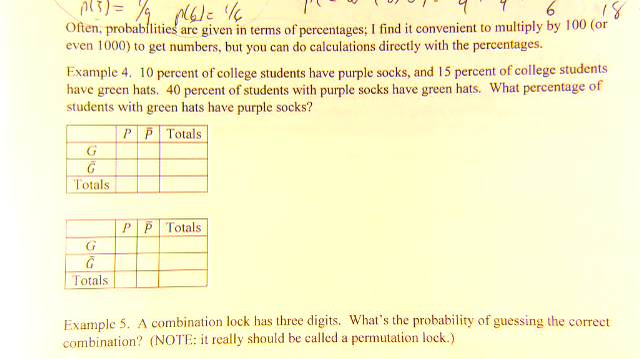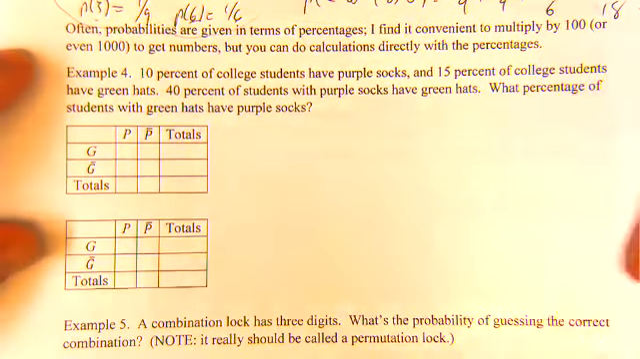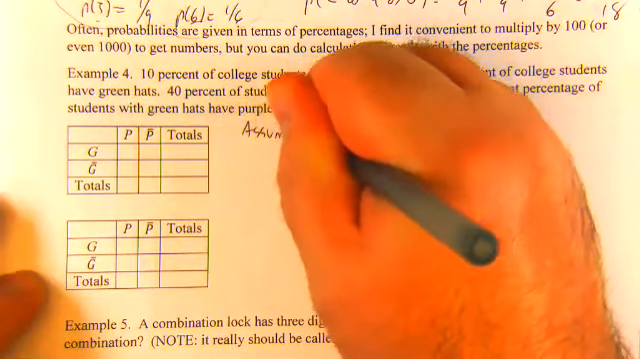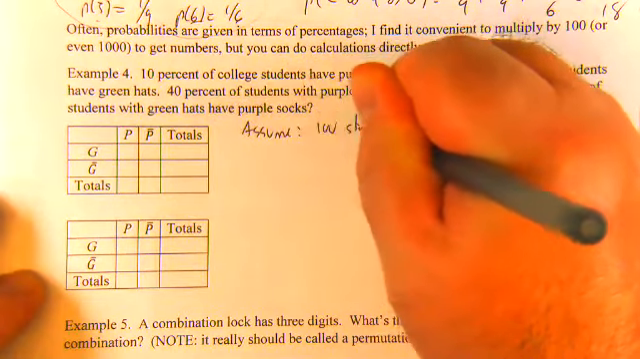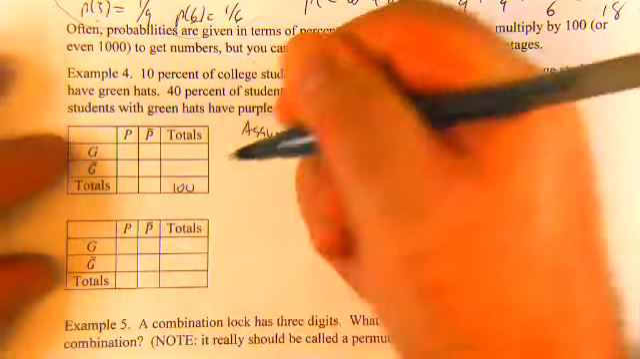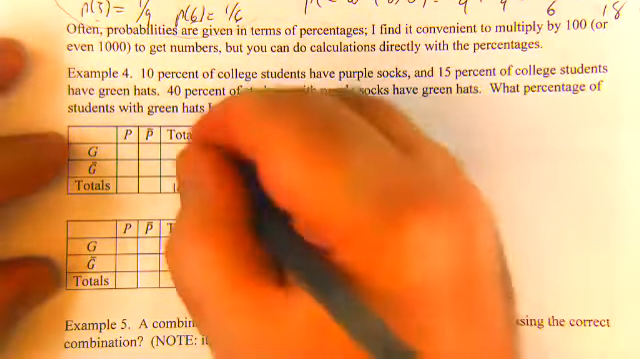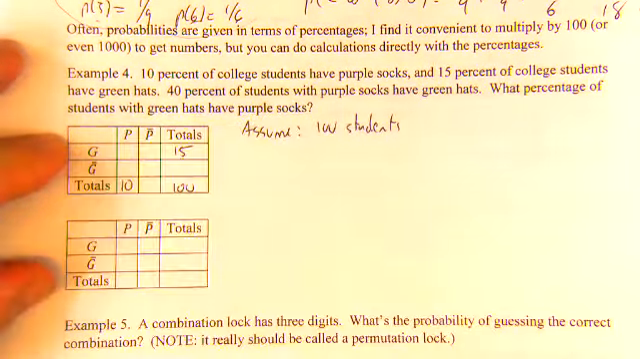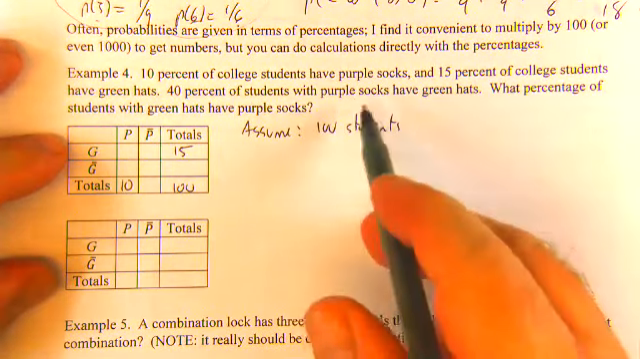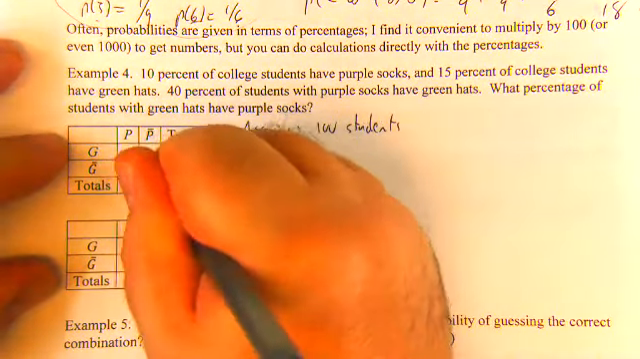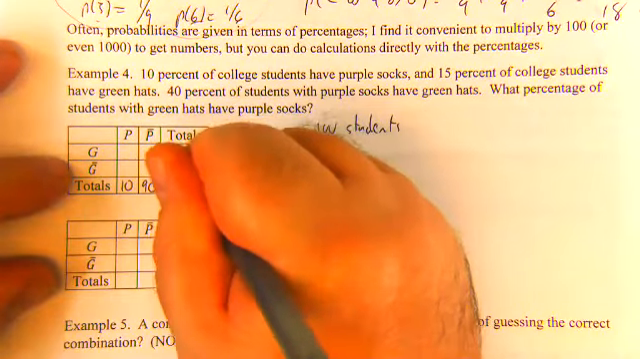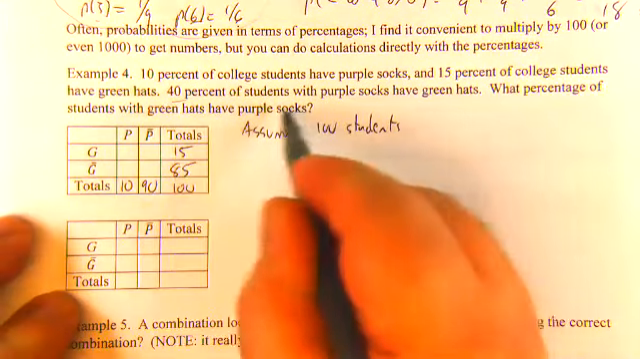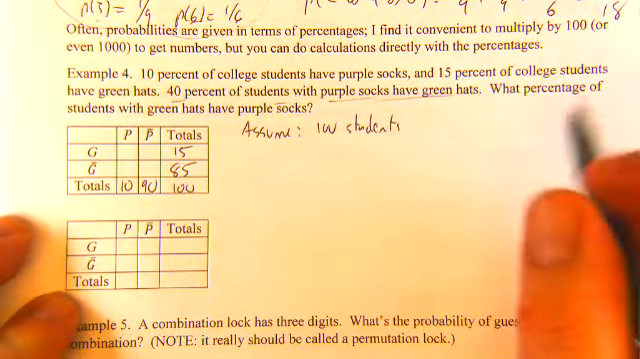Okay, so here's a table. I'm going to assume that I have 100 students. Right, so if I have 100 students total, how many of them have green hats? Well, 15% of 100 is 15. How many of them have purple socks? 10% of college students have purple socks. So that means out of my 100 students, 90 do not have purple socks and 85 do not have green hats. Great. And they give us this, 40% of students with purple socks have green hats.